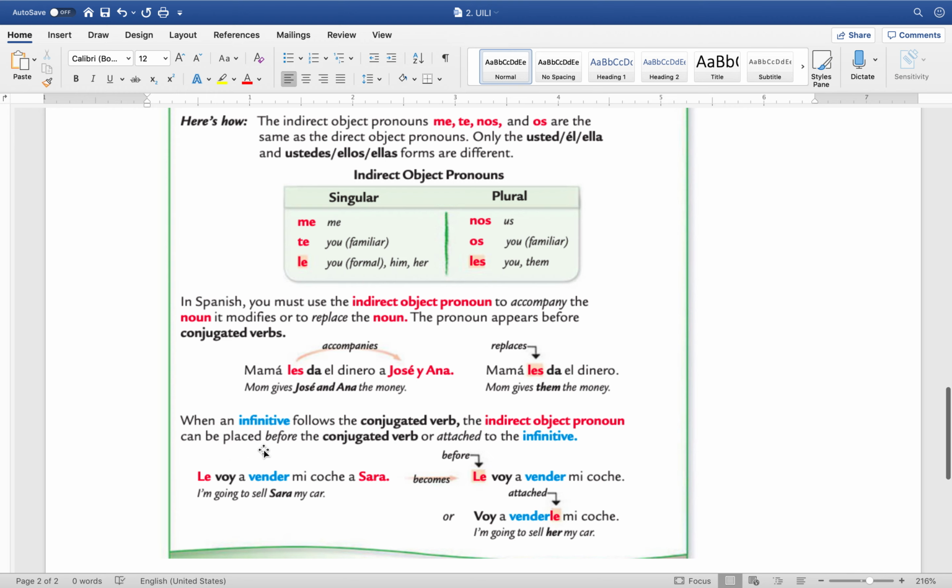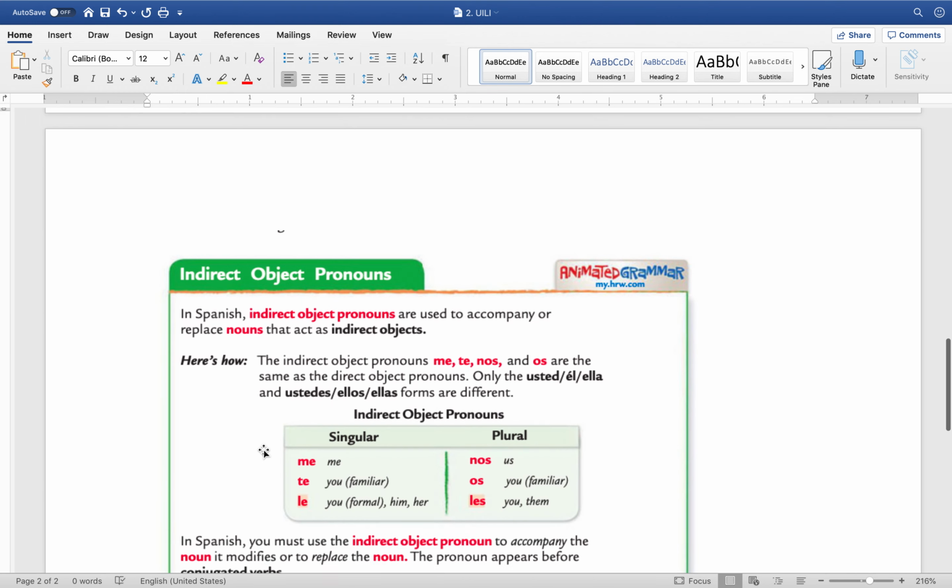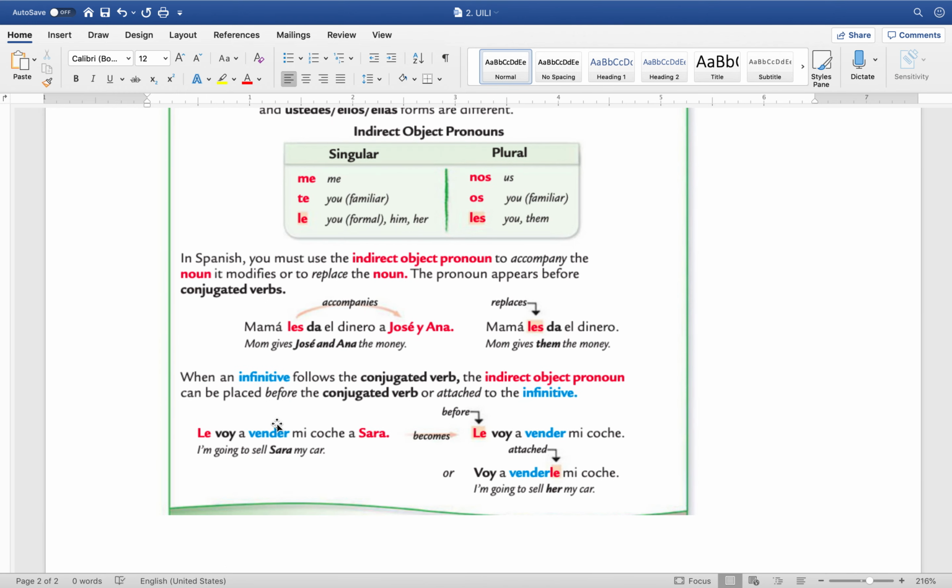Now here is the same thing like this one right here. When there are two verbs involved, okay, there are two different ways to do it. You place it in front of the verb, or you attach the pronoun to the second verb. So let's go back here. Le voy a vender mi coche a Sara. So I'm going to do something for Sara. What I'm going to do for Sara, I'm going to sell my car to Sara.